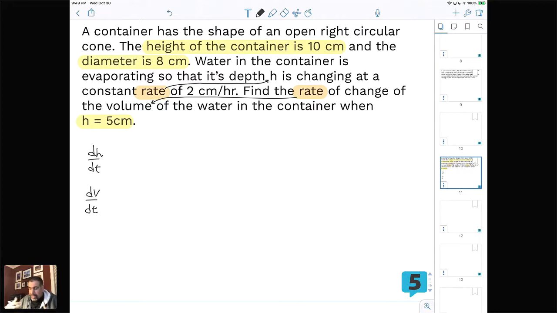So again, just to go over this entire question, we've got a container that's an open right circular cone. The cone has some dimensions. The height of the container is 10 centimeters. The diameter is 8. Clearly, that's going to play a role a little bit. We've got water in the cone that's evaporating. So the height is changing at a constant rate. We want to find the rate at which the volume of the water in the container is changing when the height is 5.